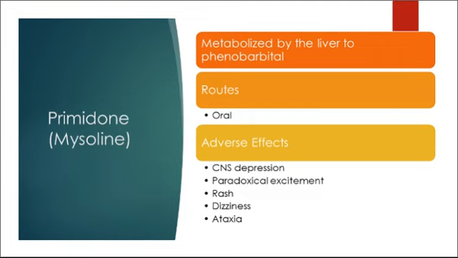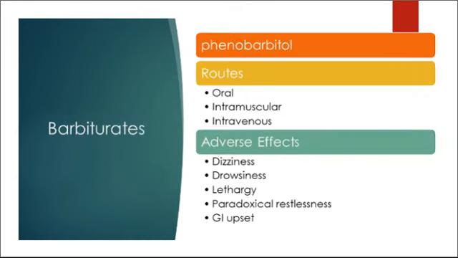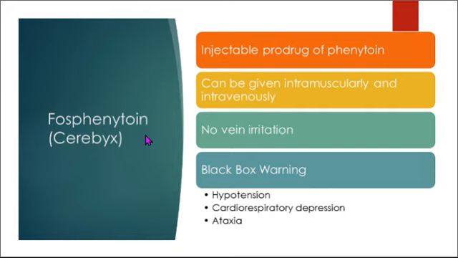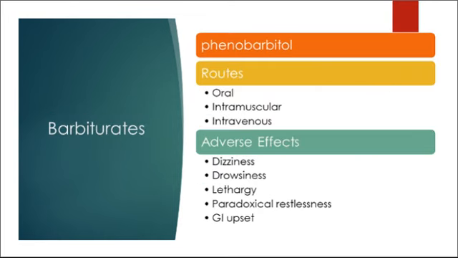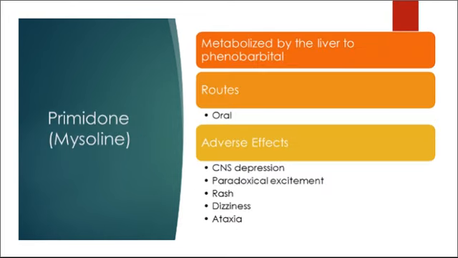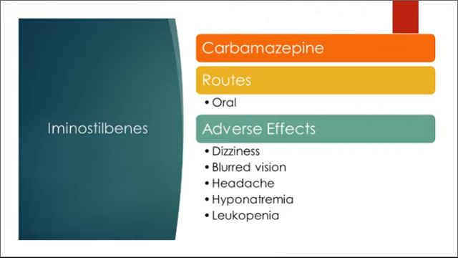Primidone is another medication used in seizures, metabolized by the liver into phenobarbital. So it's like, if I go back, your fosphenytoin, which is made into phenytoin or Dilantin with metabolism. And so with your primidone, it's broken down by the liver and becomes a phenobarbital, and it's only given orally. Adverse effects are the same with your CNS depression, paradoxical excitement, dizziness, ataxia. The only difference here is your possible rash. But the rest is the same because it breaks into the same drug.